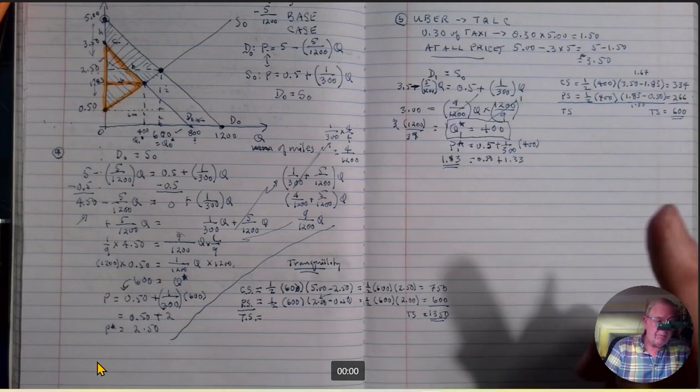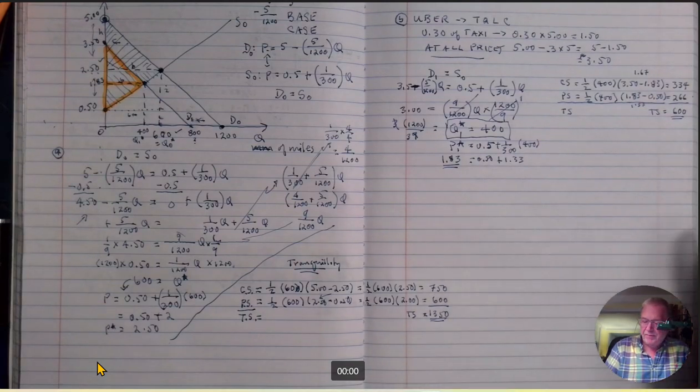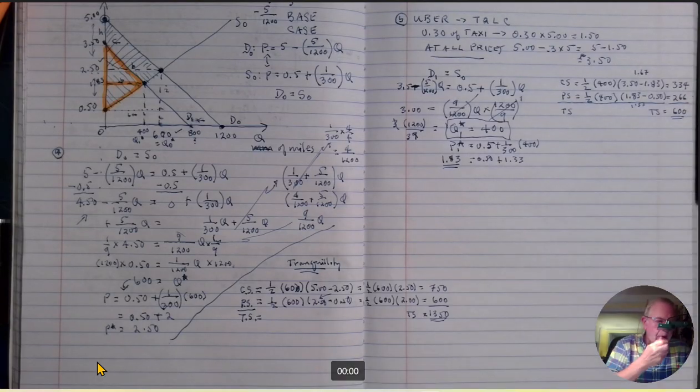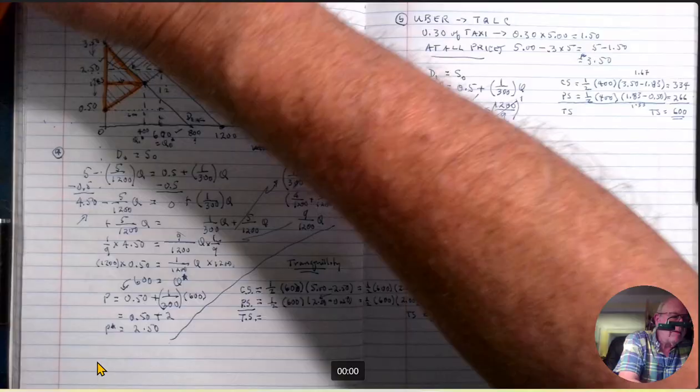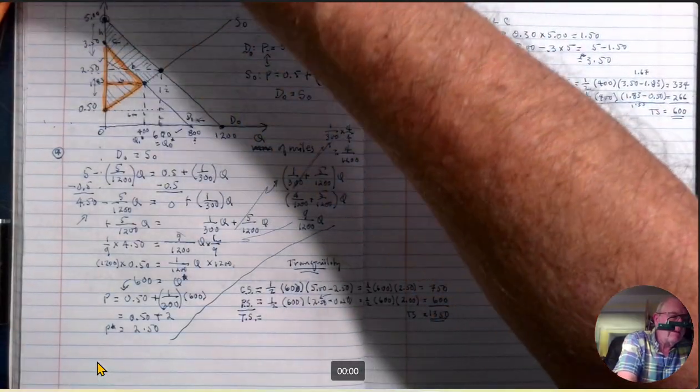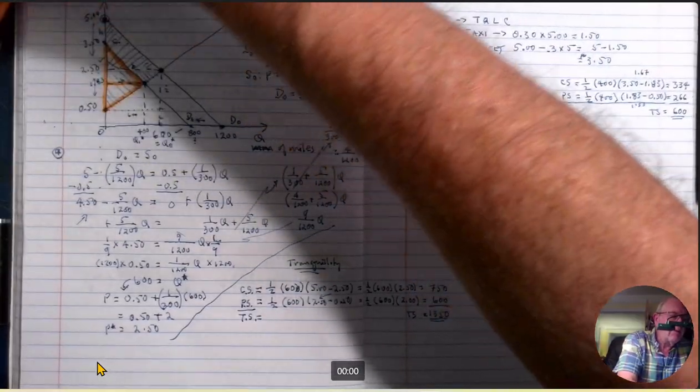Now what happens is something very interesting. Now what happens, I think we need another color here. Let's see if I can find a color that will work for us now.